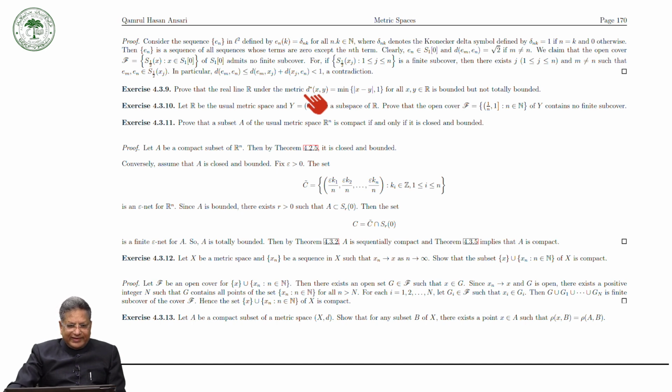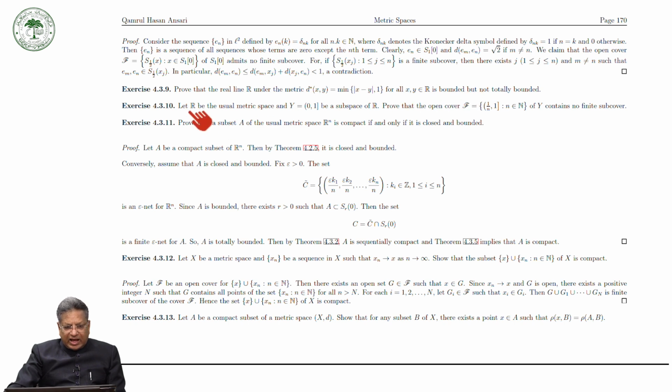So you can take this exercise as a counterexample, where you can say that the real line with respect to the usual metric is unbounded, but with respect to this metric d*, which is defined in this way, is bounded. And you can also see that with respect to this the real line is bounded, but it is not totally bounded. You can prove it very easily. You can also treat this as an exercise, as an example.